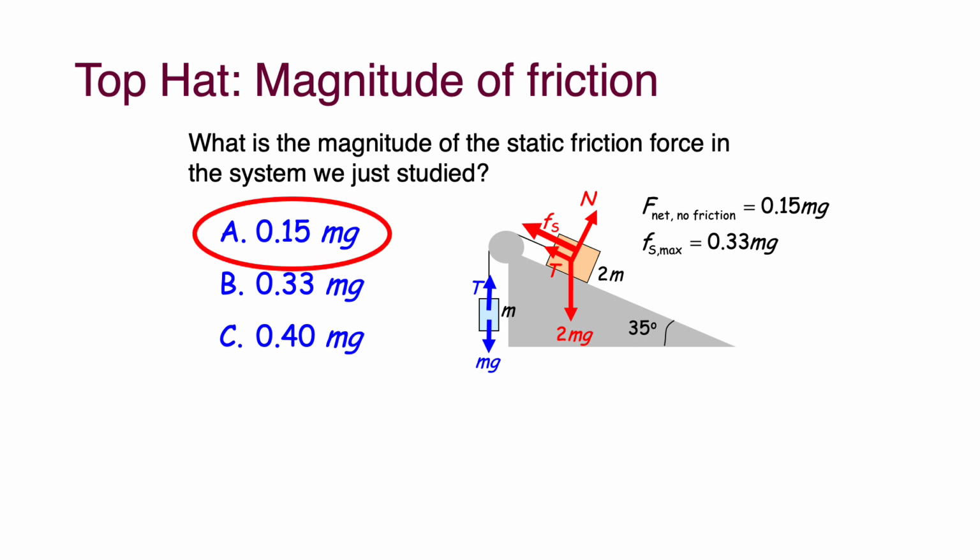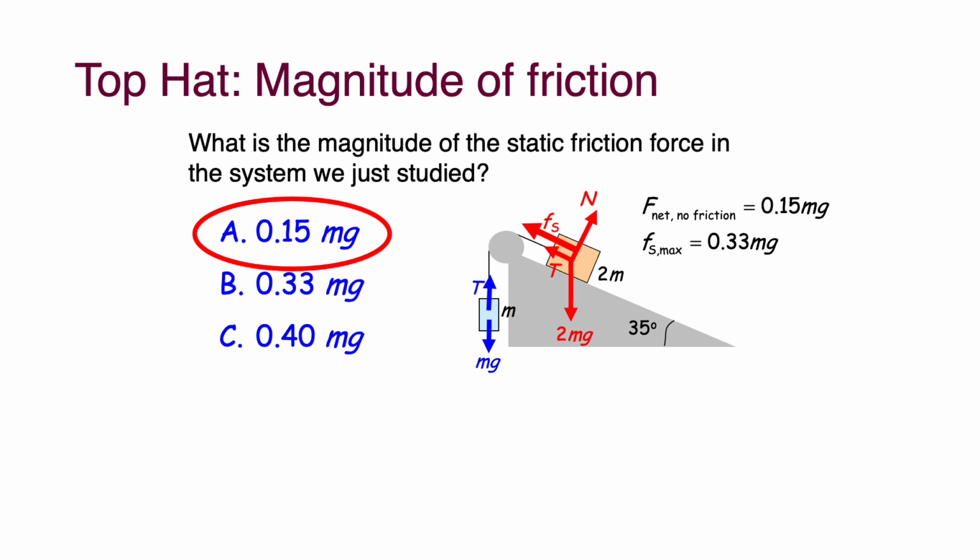The answer is 0.15 mg. Now, you might think, well, wait a second, mu sub s times n was 0.33 mg, isn't it 0.33 mg? The thing to remember about static friction is mu n sets the upper limit of the biggest that the static friction can be. But static friction by definition is always as big as it needs to be to balance the forces. And since the net force on the orange block is 0.15 mg, the frictional force has to be equal and opposite 0.15 mg to hold things in the static case.